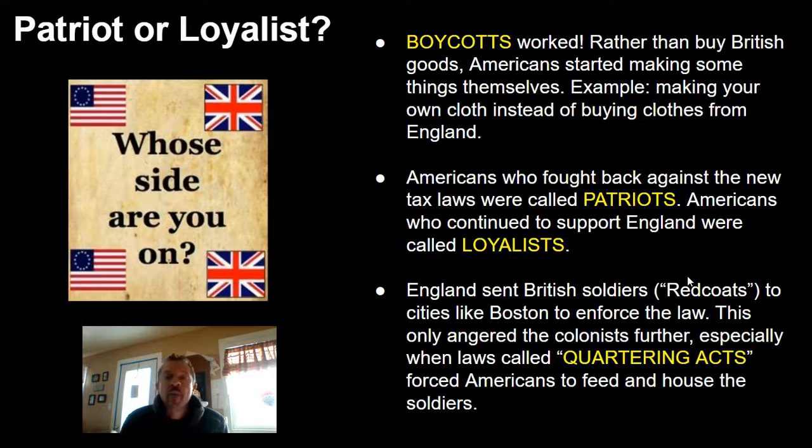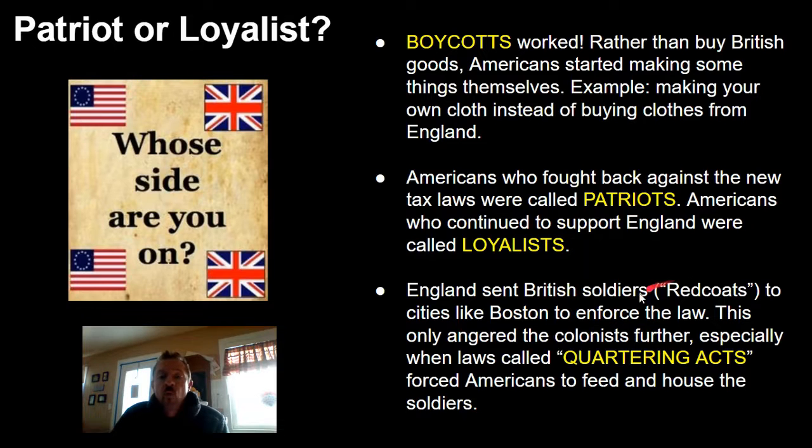Now, the Americans who fought back against these new tax laws were called patriots. But some Americans didn't agree with this. Some Americans thought that we should continue to support England. After all, they were our mother country. England was still considered the home country for a lot of Americans. And so those Americans were called loyalists.